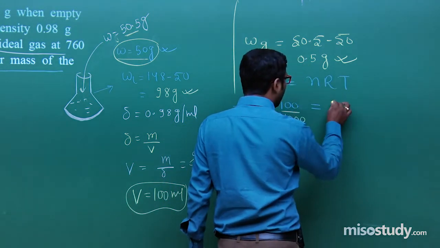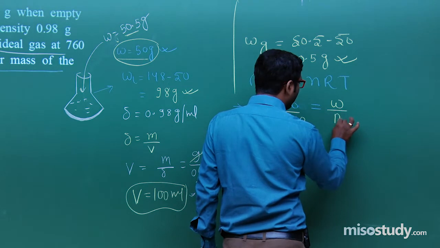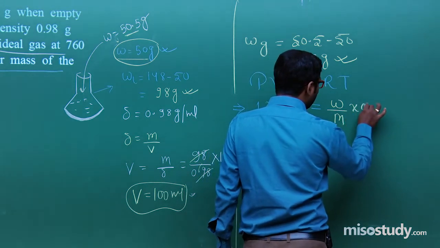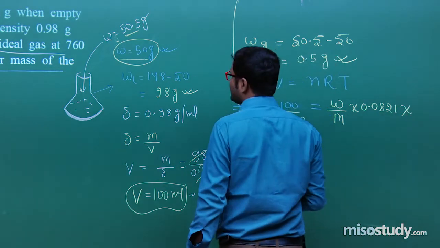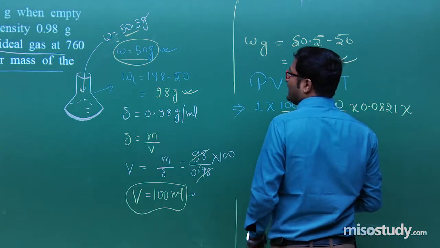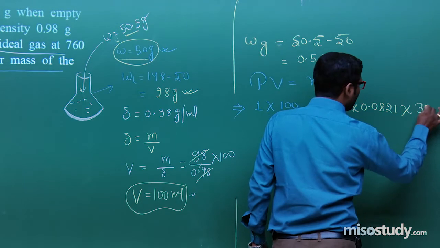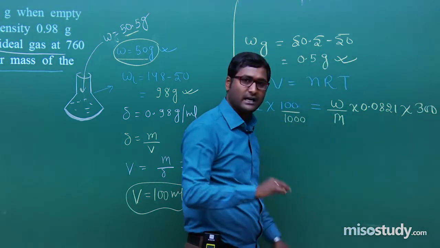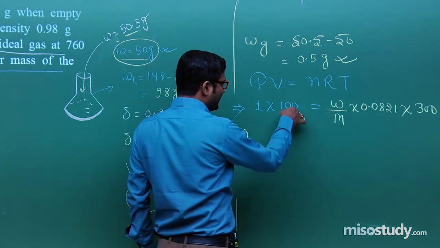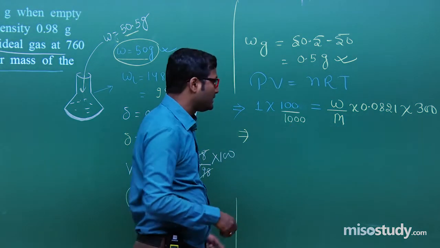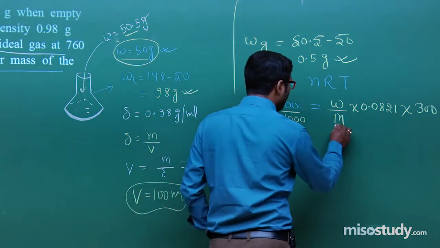Now as we know, number of moles is equal to given mass upon molar mass. R is equal to 0.0821. And what is the temperature in the question? In the question, the temperature is room temperature, 300 Kelvin. Clear? Now, this is ml, converted into liter. Now we have to find the value of M.